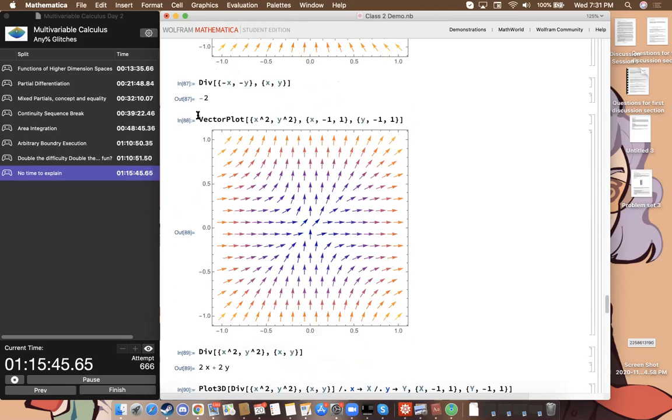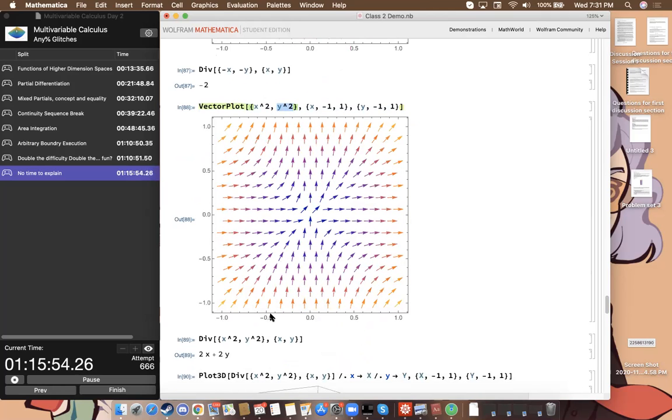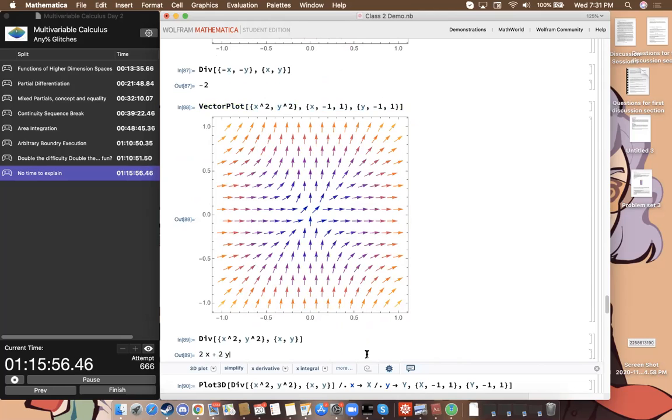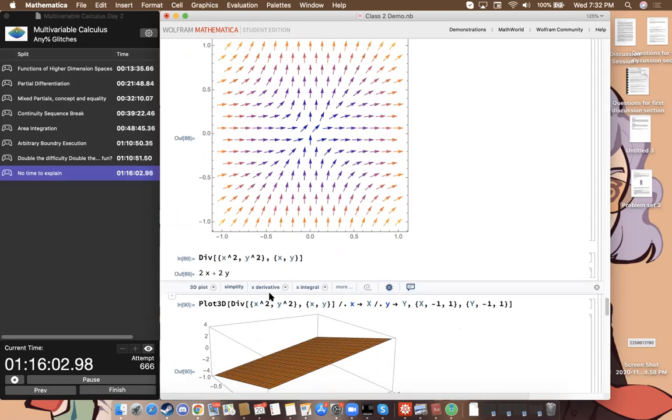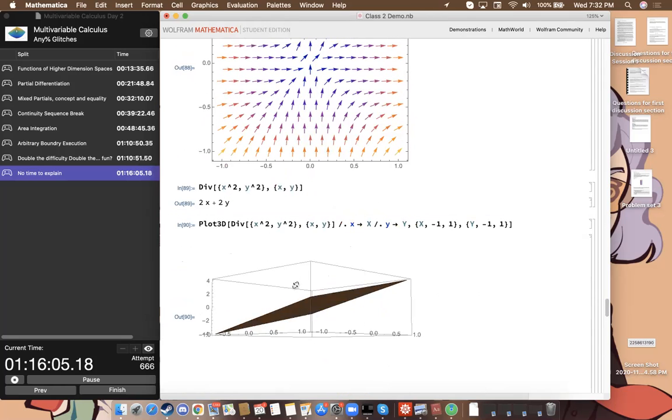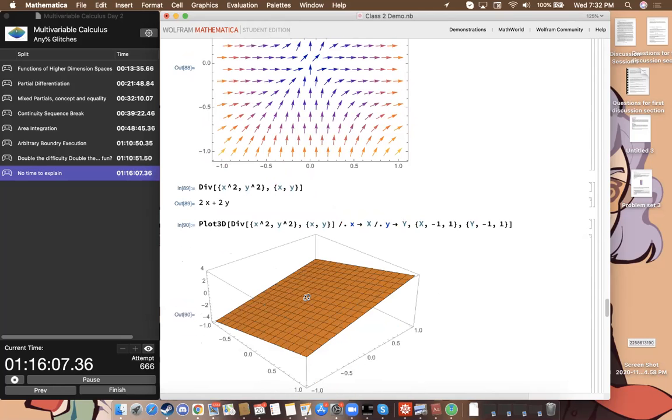And here's another case where we're doing x squared and y squared. The derivative of x squared with respect to x is 2x. And the derivative of y squared with respect to y is 2y. And so now the divergence is 2x plus 2y. It's actually now dependent on position. It's not just a constant. It doesn't always need to be. This is the plot of the divergence. So you can see that it is actually a scalar valued function.